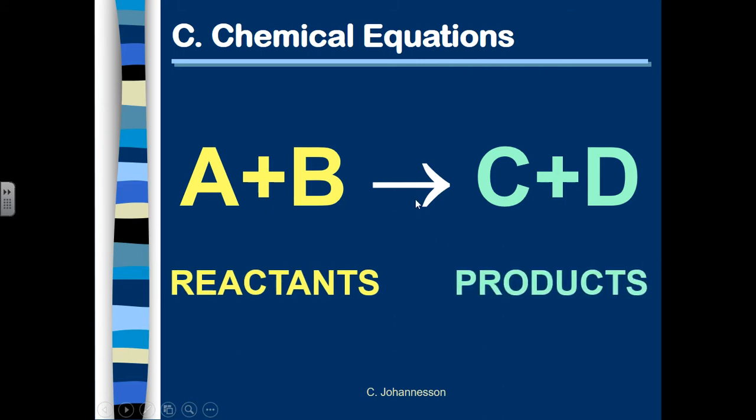Remember, in a chemical reaction, to the left of the arrow is called the reactants. I'll refer to them all the time by that, so make sure you remember that's to the left. And then to the right, those are the products. That is what is formed during the reaction.